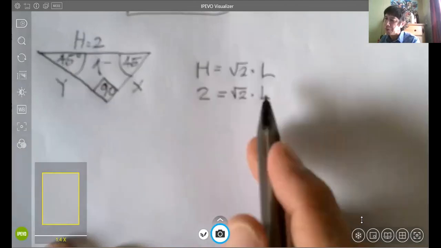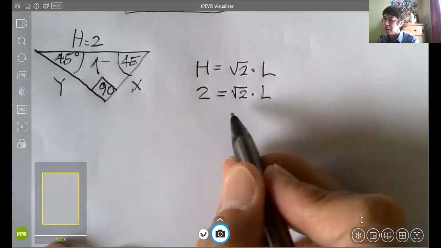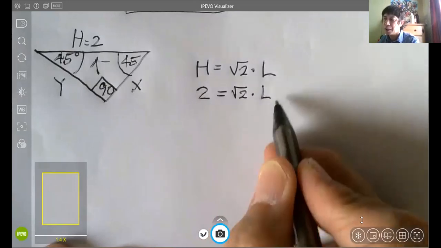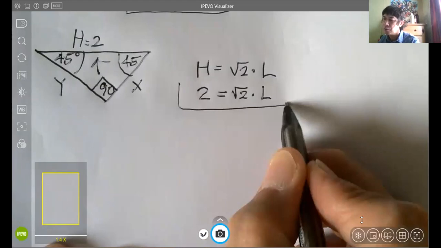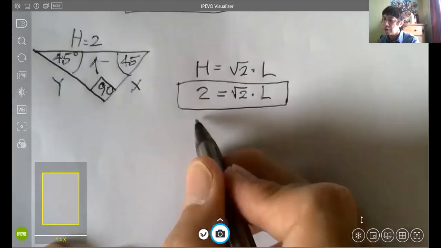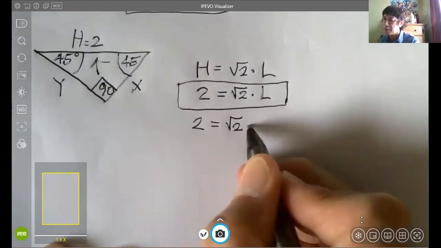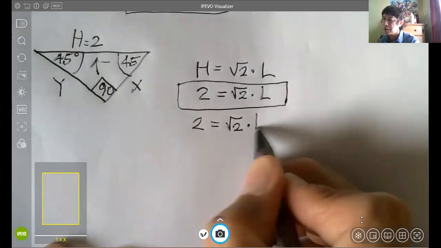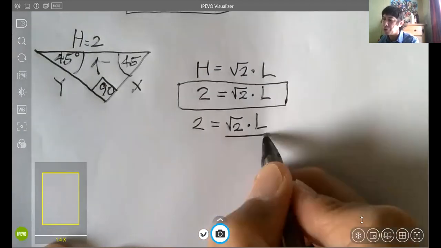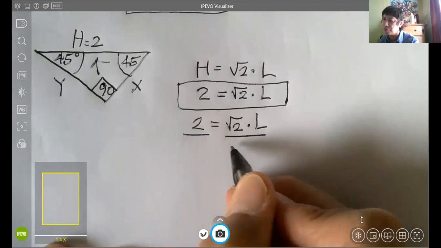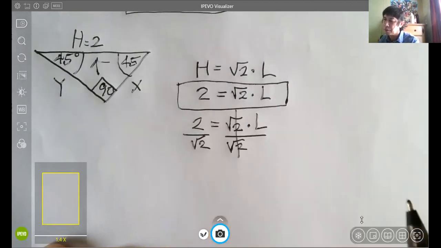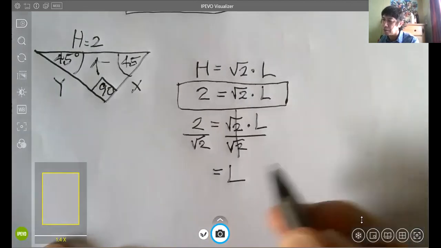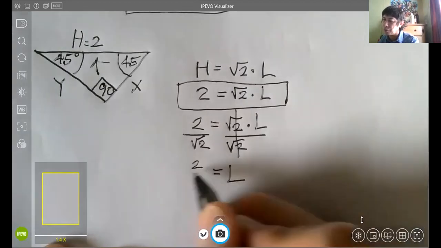In an equation like this, we will proceed by division of the equation by the number beside the variable. In other words, we're going to divide this by the square root of 2. There. And this cancels out, and we have leg is equal to 2 over square root of 2.